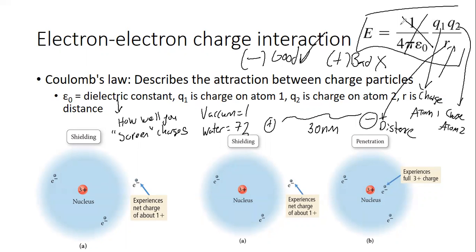What did I say screen meant? Screen is hiding charges. So if I have 2 charged particles, the better you are at screening them, the less they will be able to see each other, right? Or another way is you're good at hiding charges. All right, so Coulomb's law for us basically is the charge of particle 1 multiplied by the charge of particle 2 divided by the distance between the charged particles. That will tell us the energy of interaction for these atoms.